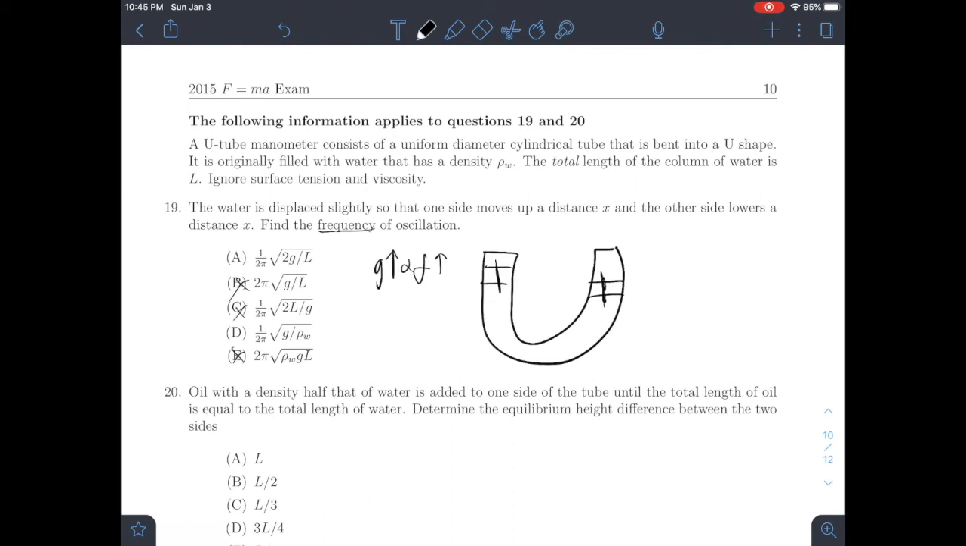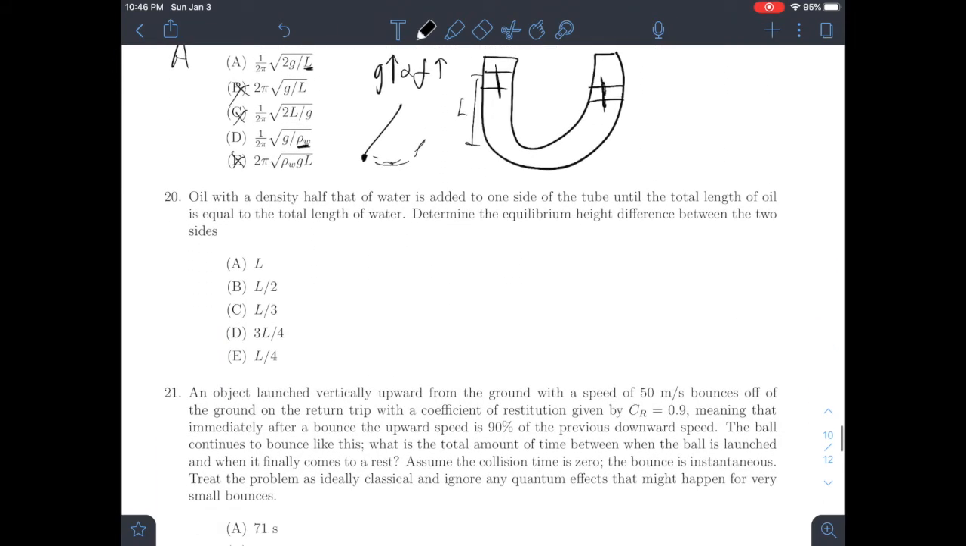Then because we know that by increasing the gravitational acceleration, frequency will increase, C is also not correct. Then we just need to look at A and D. One is related to L, one is related to density. But recall we have a pendulum. We know the frequency of a pendulum doesn't depend on the mass. So intuitively we can know that the frequency of the water doesn't depend on density. So the answer is A.